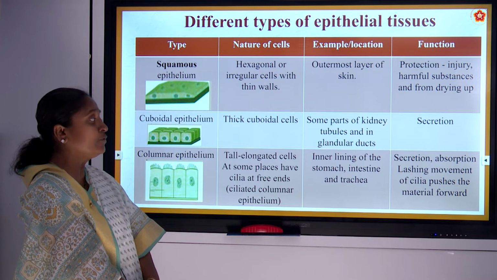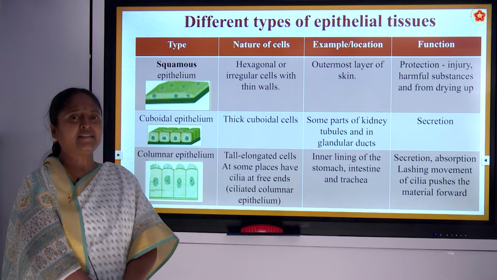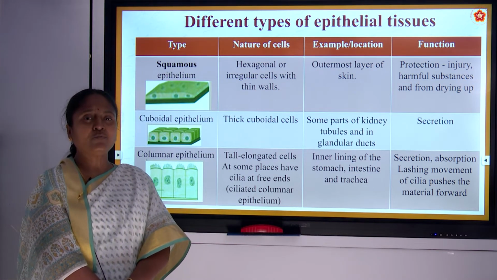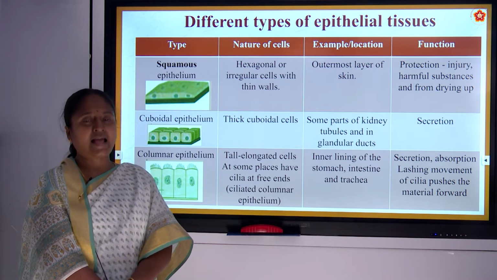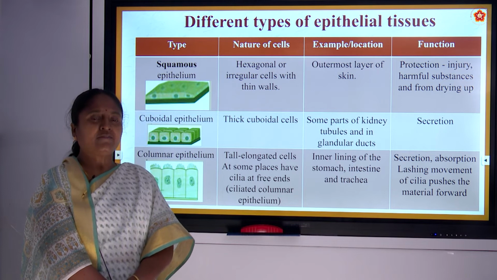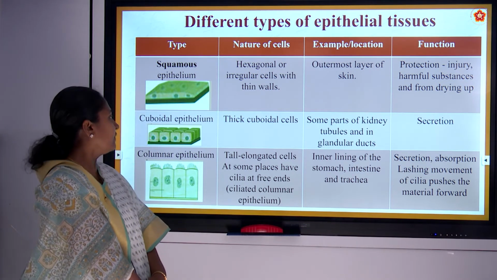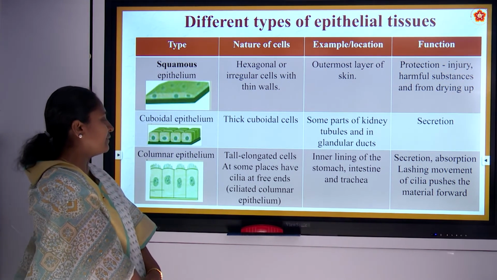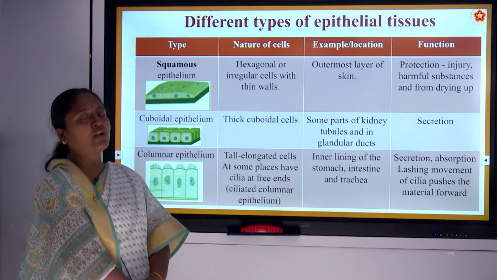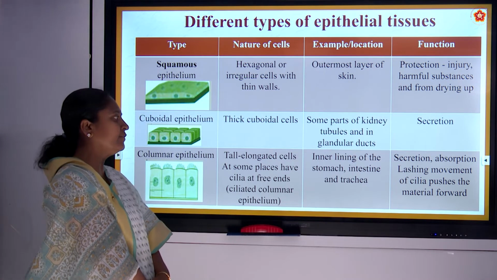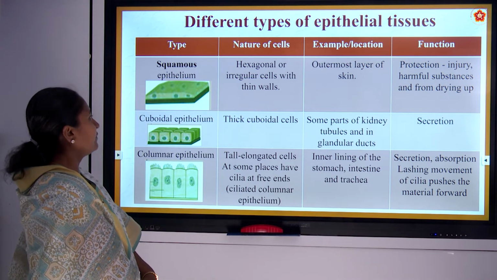The cilia will do a lashing effect, that is a sweeping effect. With a broom we do the sweeping. That movement is known as lashing. So, like that we can see that the columnar epithelial cell which has cilia will tend to lash out all the unwanted things which entered inside our respiratory tract.